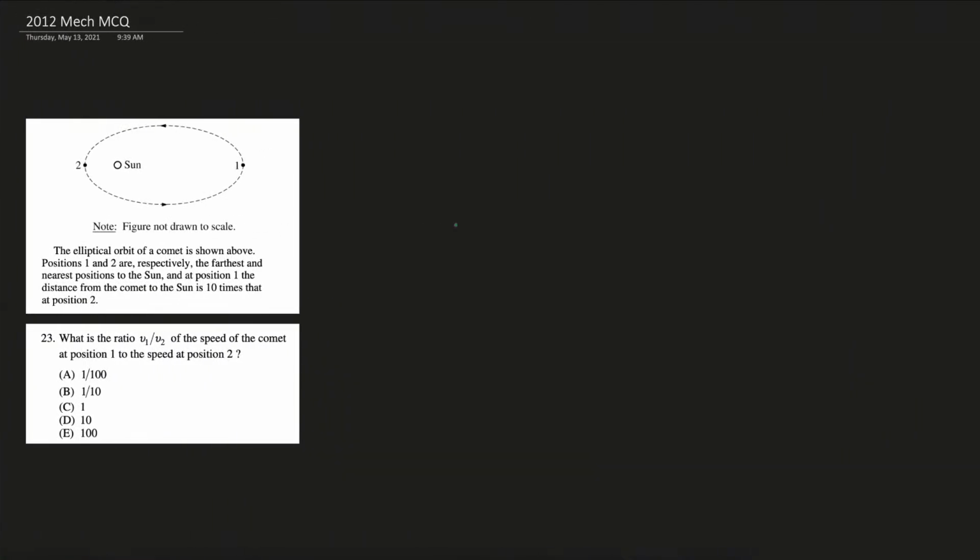All right, question 23 now says, what is the ratio v1 over v2 of the speed of the comet at position 1 to the speed at position 2? Again, you can just say that angular momentum initially must be equal to the angular momentum final. Here, the angular momentum is r cross p, right? And here we also had r cross p. Let's say that the angular momentum at position 1 must be equal to position 2.